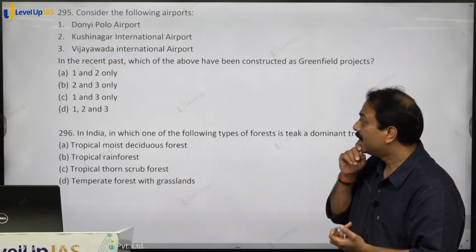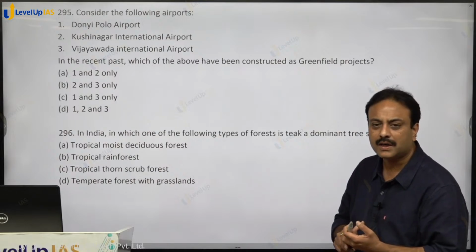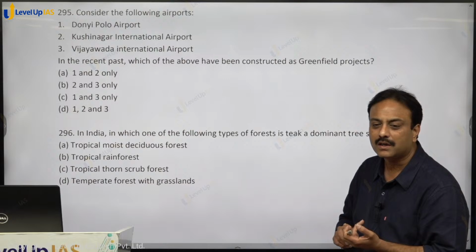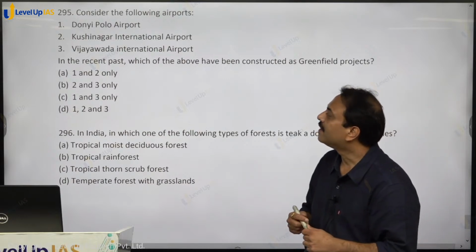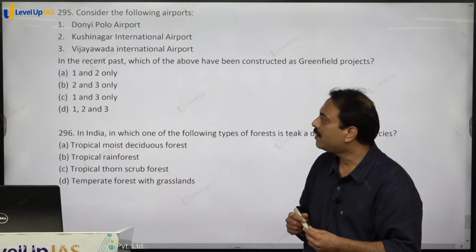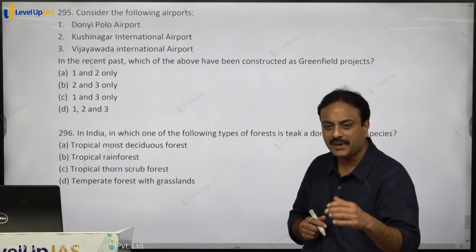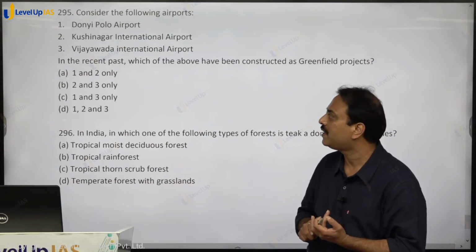Buddhism. Mahaparinirvana, something like that, no? Is that in Lumbini or Kushinagar? Okay, Kushinagar. Then Vijayawada. Vijayawada is in Andhra Pradesh. It was also in the list to be declared the capital of Andhra after the bifurcation of the state, but eventually it was not made.